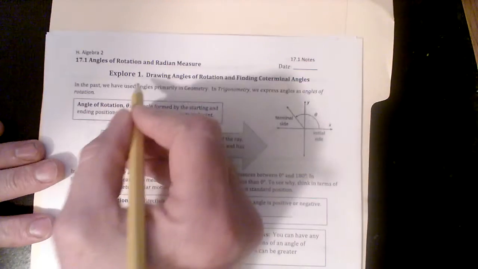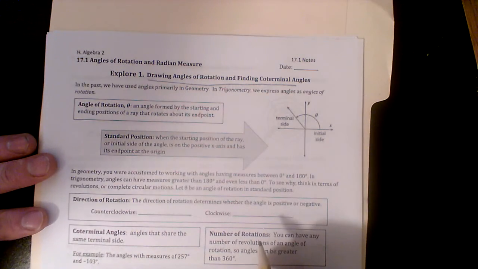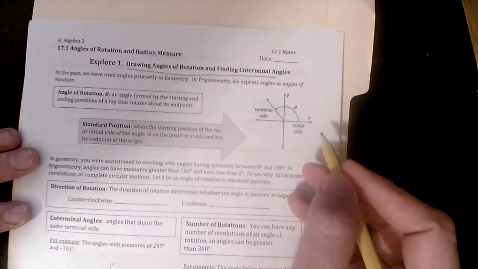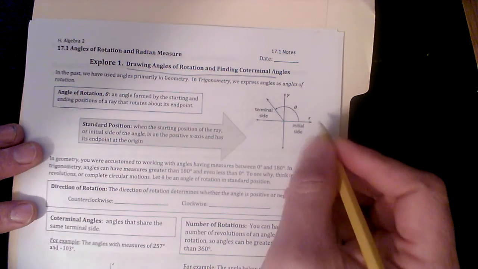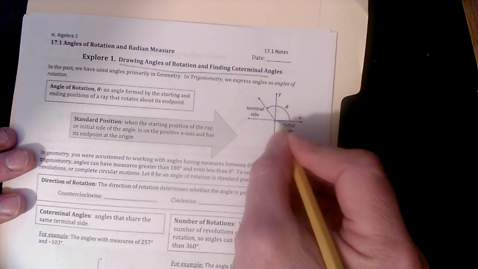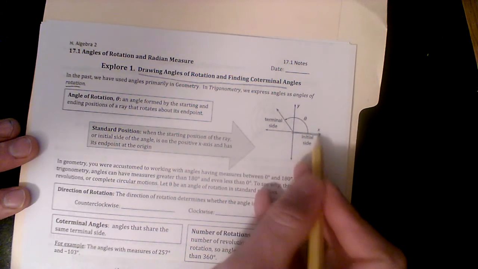We're going to explore angles of rotation and coterminal angles. To do that, we introduce something that will eventually be a unit circle as we go around, but we introduce a way of measuring angles in which you have an initial side right here. So let's read it right here. In trigonometry, we express angles as angles of rotation. So the distance around. Rotation basically says we're turning this direction or this direction. All right? Angle of rotation, theta, right here.